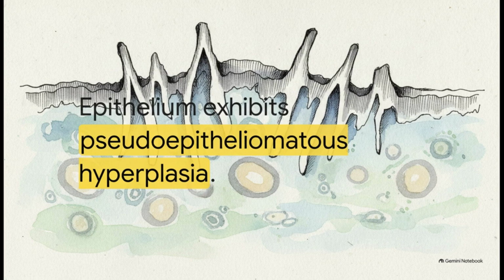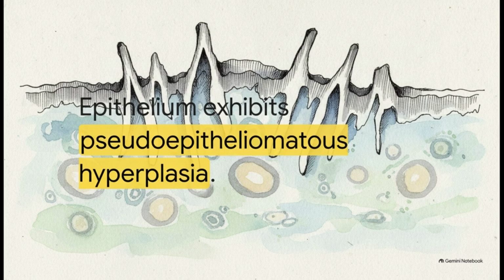Let's break that word down real quick. Pseudo means false, epitheliomatous means resembling an epithelioma or cancer, and hyperplasia means overgrowth. So the epithelium is growing rapidly downward into the connective tissue in these thick, jagged projections. Why does this matter to you as a clinician? Well, because PEH looks incredibly similar to well-differentiated squamous cell carcinoma under the microscope.